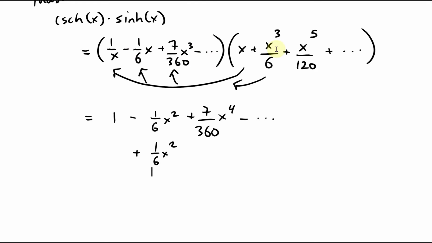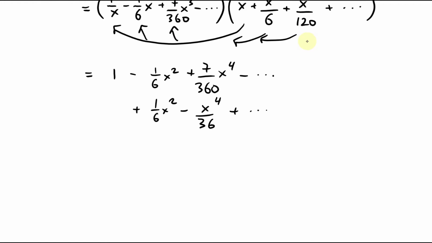And then the next one's going to be over here. This is going to be multiplied by negative x to the 4. Negative 1 over 6 times 1 over 6, which is 6 times 6, 36. And then the next one's going to be plus dot, dot, dot. And then let's do one more here. So this x to the 5 over 120 times 1 over x, that's subtract a power. It's going to be plus x to the 4 over 120, and then plus dot, dot, dot, keeps going on.